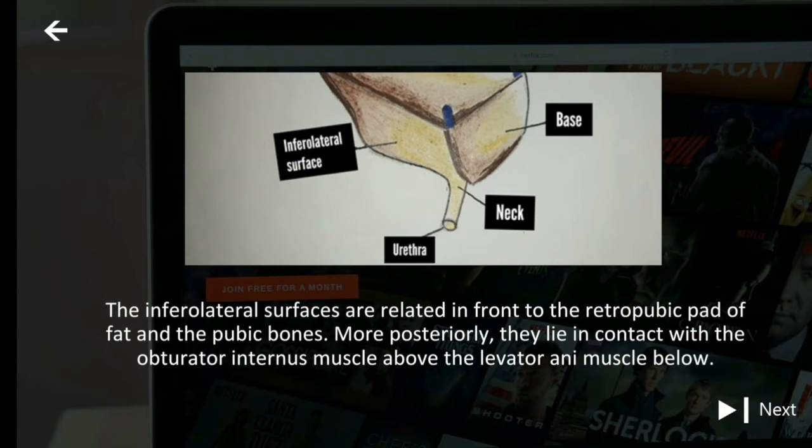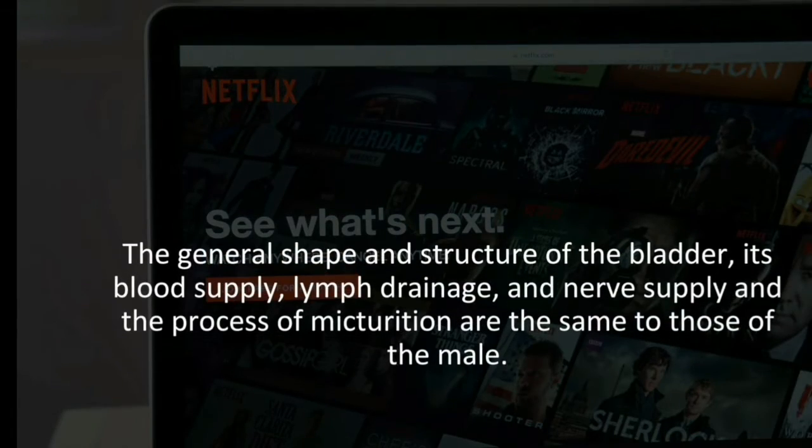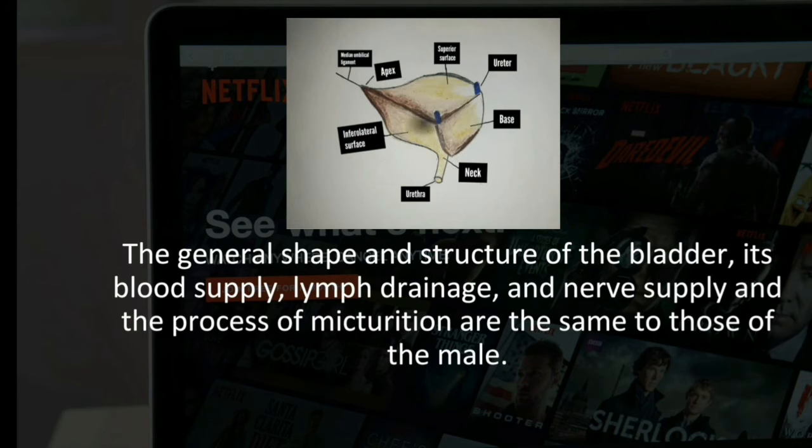The inferolateral surfaces are related in front to the retropubic pad of fat and pubic bones. More posteriorly, they lie in contact with the obturator internus muscle above and the levator ani muscle below. The general shape and structure of the bladder, its blood supply, lymph drainage, nerve supply, and the process of micturition are the same as those of the male.